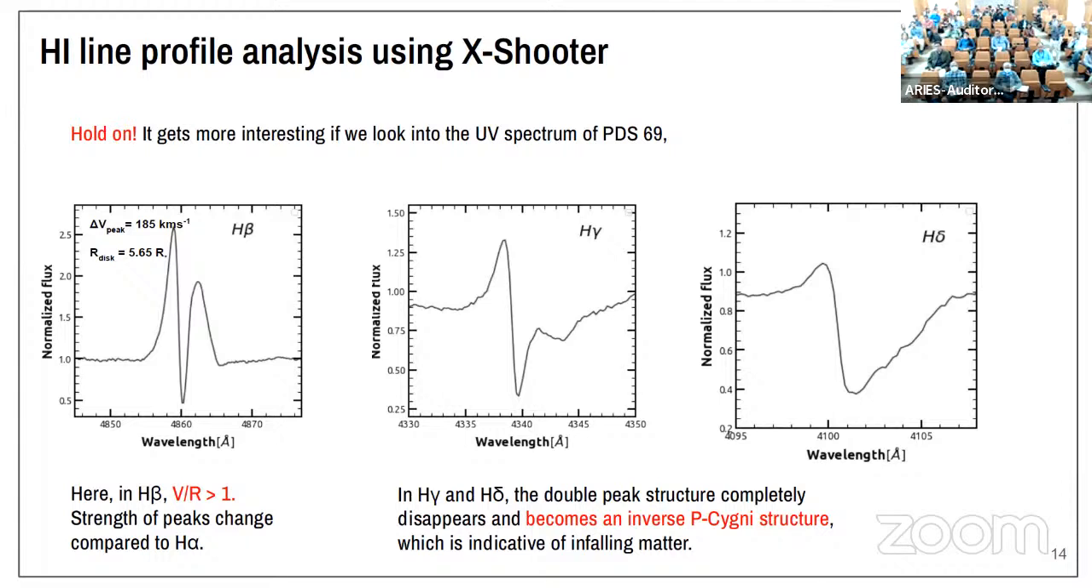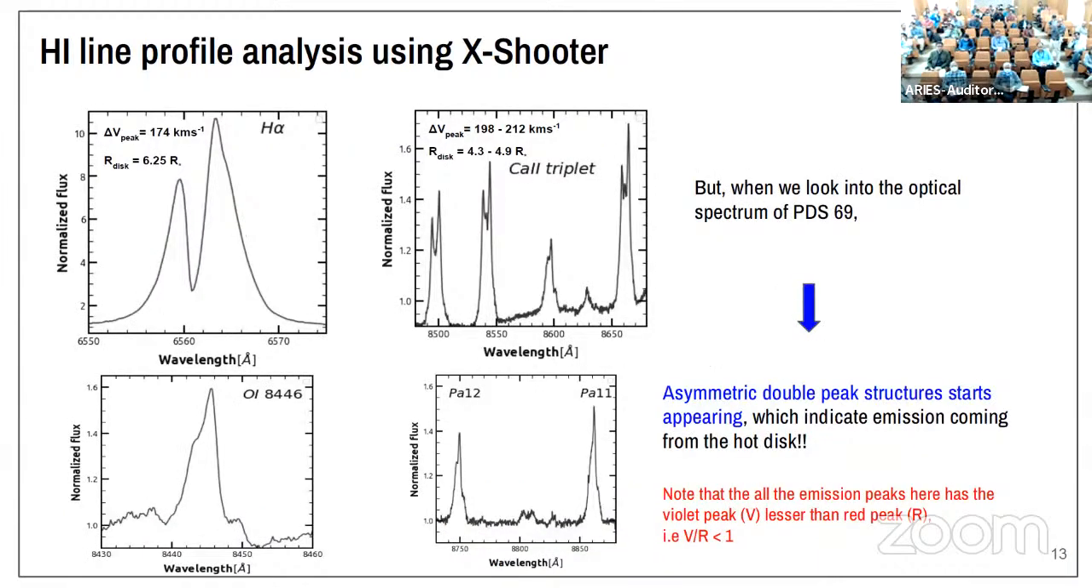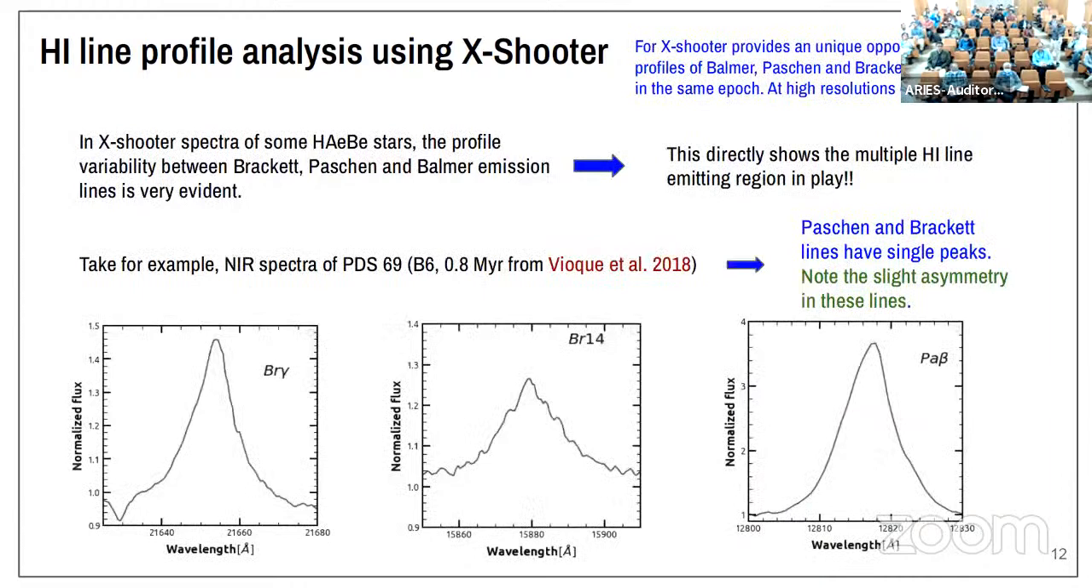Okay, so it's for the same star you are talking about here, basically? Yeah, all the same star. All three different things are from the same star, PDS 69. We have more stars like this, which are showing different profiles. Okay, that's interesting. Thanks.